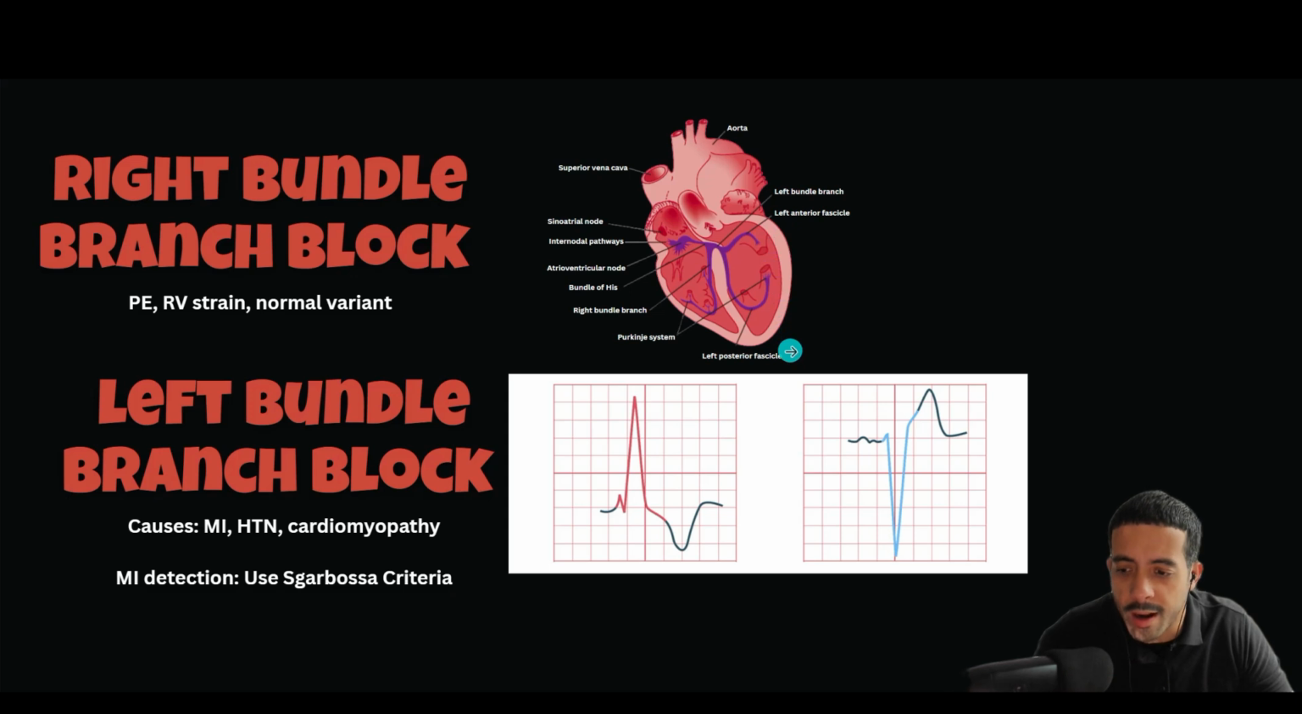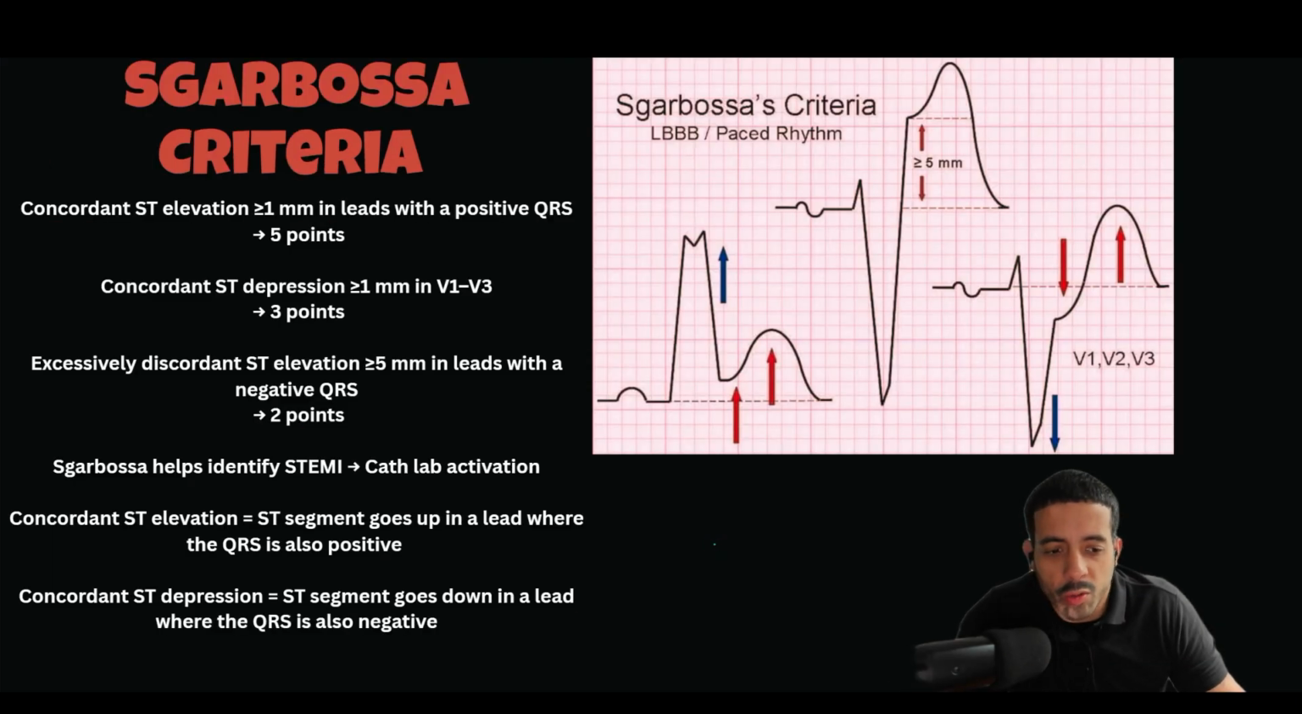Now, let's talk about the Saragossa criteria. All right, so let's go through this real quick. What we're seeing here is the definition of a concordant ST elevation: an ST segment that goes up in the lead where the QRS is also positive. So this is a perfect example right here, right? And a concordant ST depression is the ST segment that goes down in the lead where the QRS is also negative, right here.